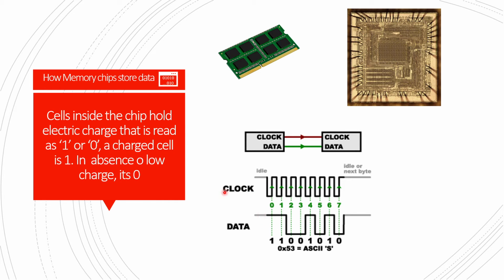The clock is used for synchronization and the other one is the actual data, 8-bit data. We are going to use this letter S as an example. These two blocks represent two different devices in computers. So let's say one is the processor and the other one is the memory. They share two different paths. One is for clock and the other one is for data.